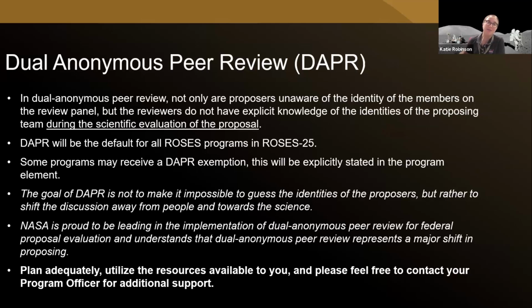So I've mentioned dual anonymous peer review a lot. In dual anonymous peer review, proposers are unaware of the identity of the members on the review panel, but the reviewers also do not have explicit knowledge of the identities of the proposing team during the scientific evaluation of the proposal. And this is going to be the default for all of our ROSES programs going ahead in ROSES 25. So S cubed, which will be replacing EW, SSW, and SSO, will be dual anonymous. There are a few programs that are going to be receiving a DAPR exemption, but none of the ones that I've talked about here will be getting an exemption.